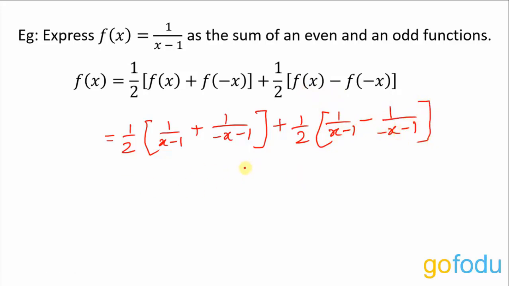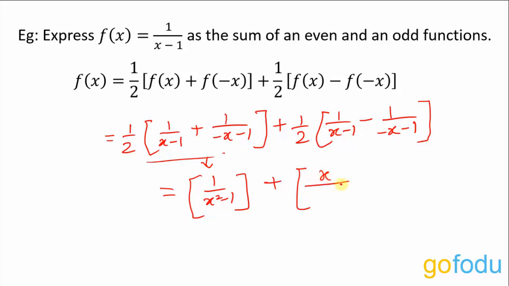Okay, on simplifying this, we will get 1 upon x square minus 1. This whole will get simplified to 1 upon x square minus 1 plus x upon x square minus 1. So this is an even function and this here is an odd function. Like this, we can express 1 upon x minus 1 as the sum of an even and odd function.